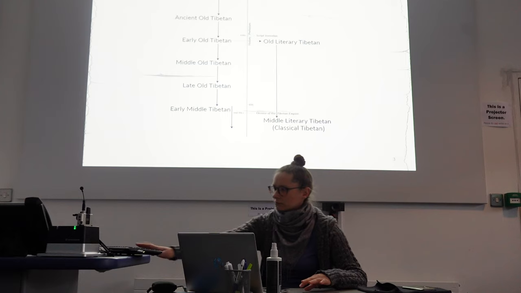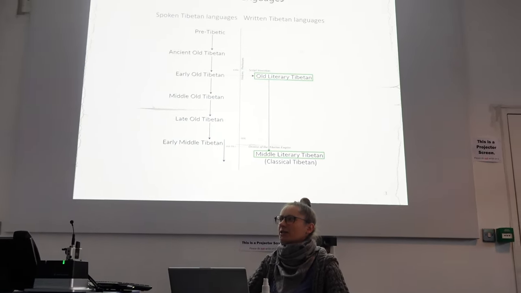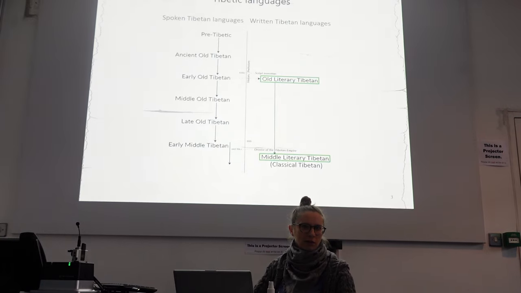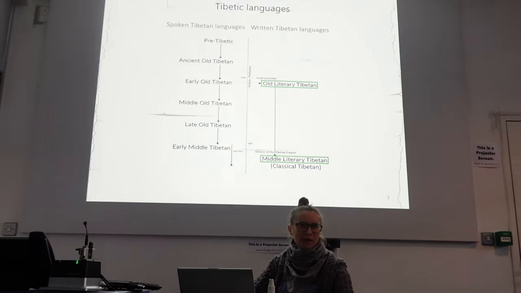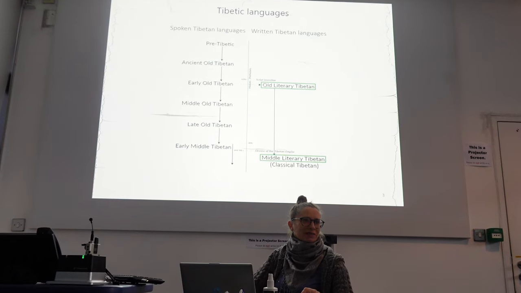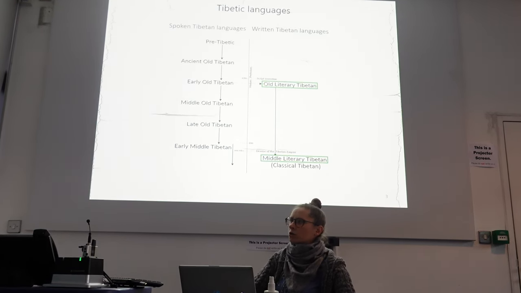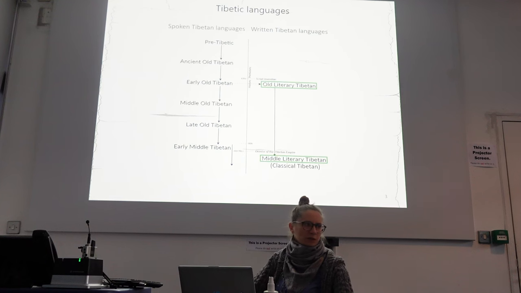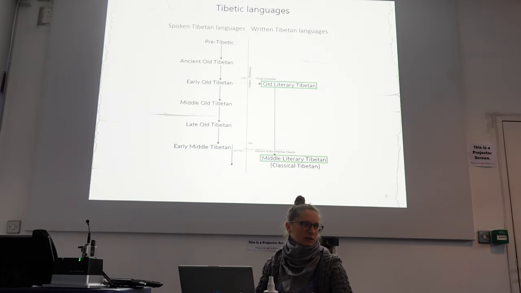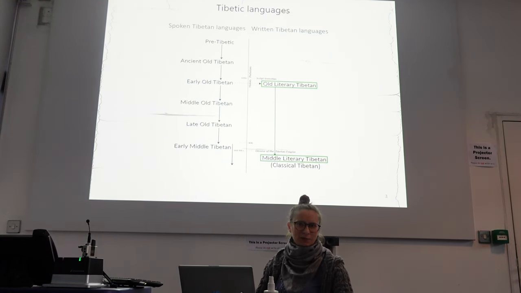So my talk today concerns two written languages, which are Old Literary Tibetan and Middle Literary Tibetan, usually referred to as Classical Tibetan. This is a language that developed out of Old Literary Tibetan by standardization, conventionalization of this language, starting about the 9th to 10th century. Between the 11th and the 19th century, we have this classical period of Classical Tibetan.